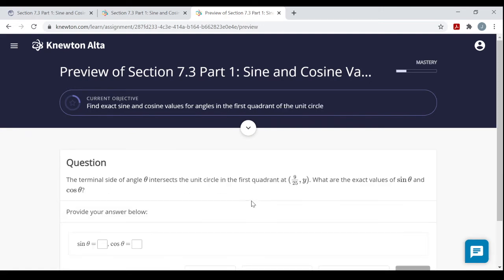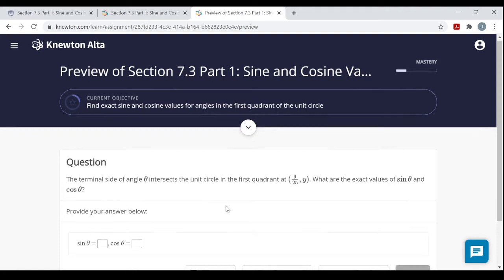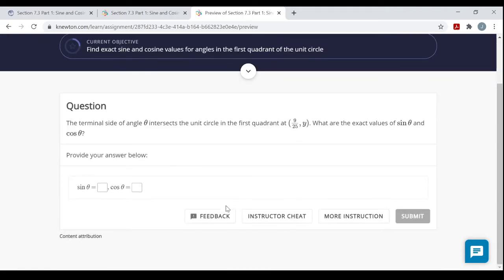All right, and this is pretty similar. The terminal side, the end of an angle that I draw called theta, intersects the unit circle in the first quadrant at 9/25, comma, y. What are the exact values of sine and cosine? All right, so this one you have to find both the sine of the angle and the cosine of the angle. So again, I will draw this. In fact, I'll make this a little bigger.